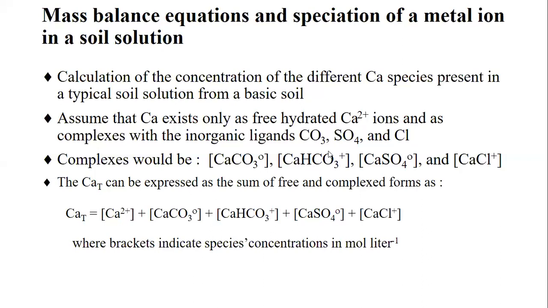Okay. CO2, H2O. Remember, we said assume we have only 3 ligands: carbonate, CO3 2 minus, sulfate, SO4 2 minus, and Cl 1 minus. Now, when we wrote the complexes, we wrote CaCO3, but also we wrote CaHCO3. It's not mentioned here, right? Plus CaSO4 ion pair, plus CaCl.